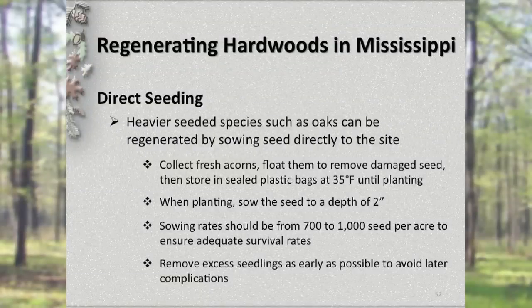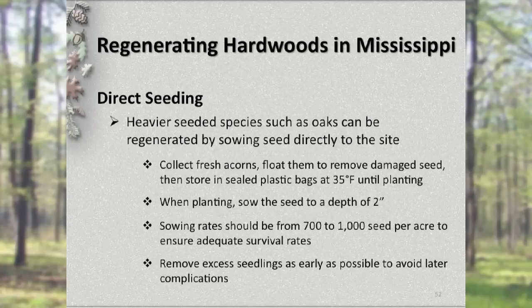So when we get into this crown closure portion, we need to think about thinning our particular stands. There is one other way of artificial regeneration, and that's through direct seeding. This has occurred primarily for oaks, a heavier seeded species, which can be regenerated either by sowing directly to the site, or we can do it by hand or by implements.